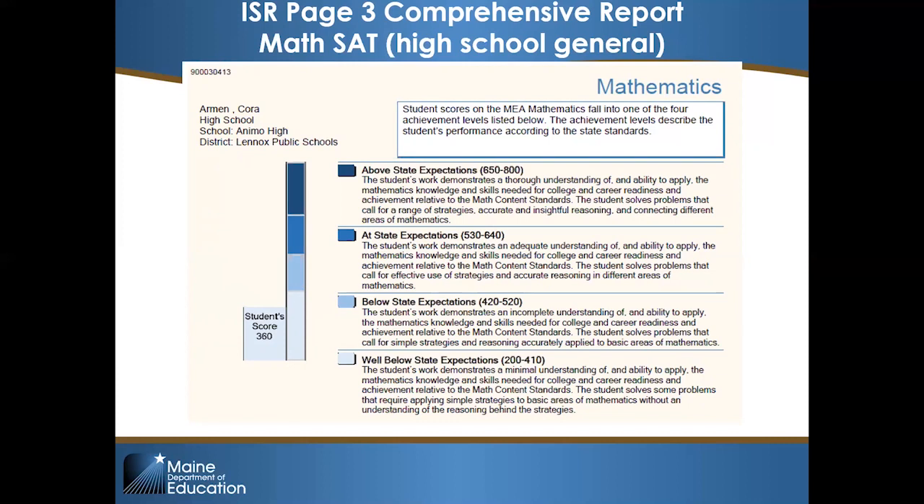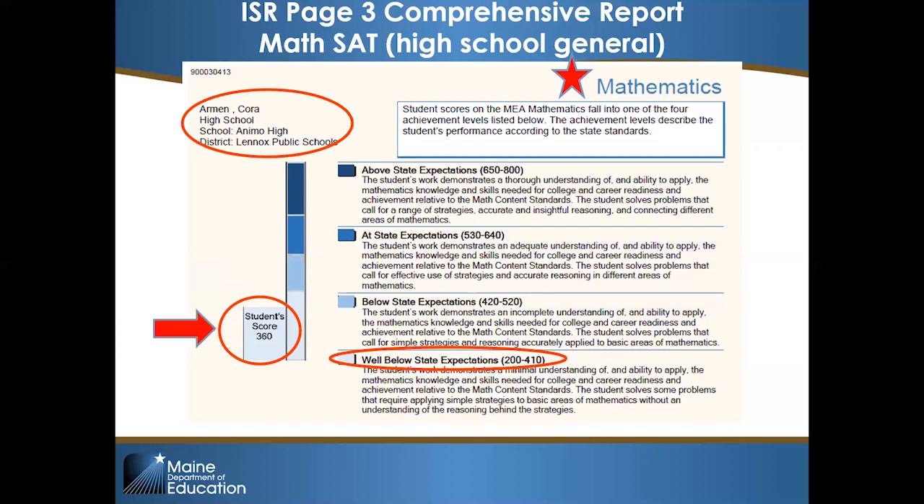Page 3 of the high school ISR shows the results for the SAT math. Student Cora Amen is in the 3rd year of high school at Animo High and Lenox Public Schools. Cora received a scale score of 360 in mathematics, placing her in the achievement level of well below state expectations. The score ranges for this achievement level are from 200 to 410.